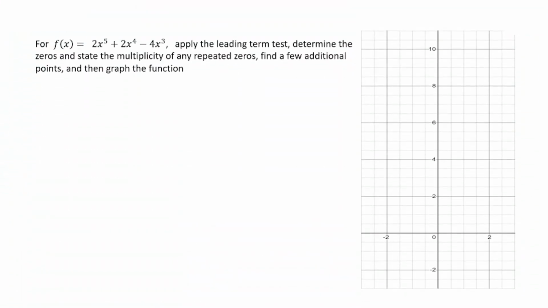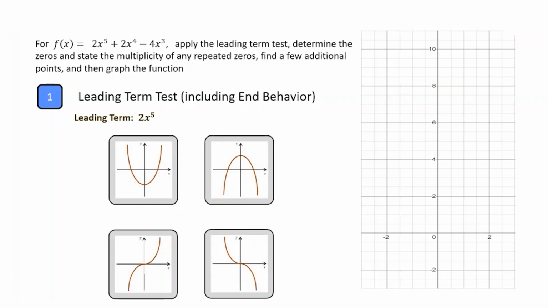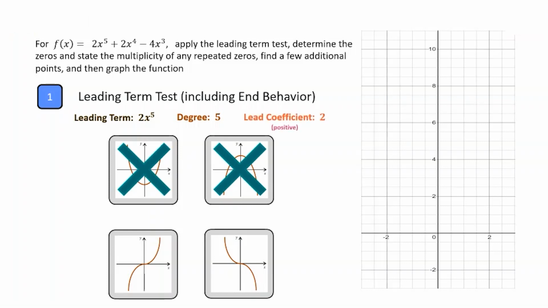So let's now try and plot this graph. So read the question and then play when you're ready. So the first thing we'll do is carry out the leading term test to determine the end behavior. So we can see our leading term is 2x to the power 5, the degree is 5, and so we also have a leading coefficient of 2. Therefore, as x tends towards infinity, f of x will tend towards infinity, and as x tends towards negative infinity, f of x will go down towards negative infinity.